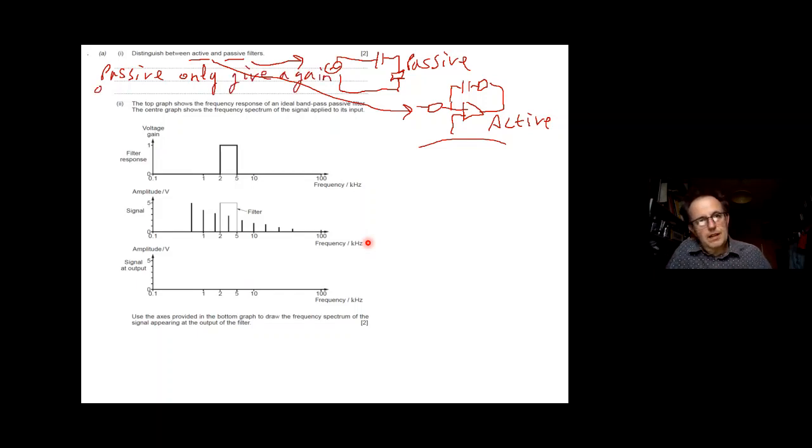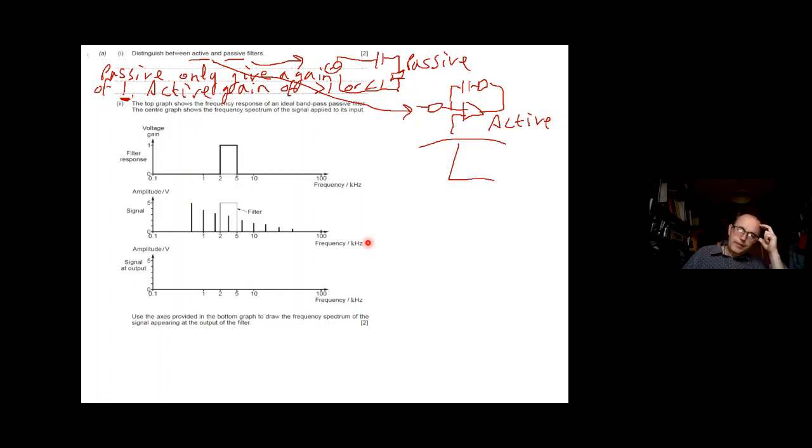The biggest thing there is a passive only gives a gain of 1. So with an active filter, they are very capable of giving you a gain of above 1 or less than 1, depending on the resistors that you are going to be using. Just as a reminder for you, there's a gain, this is for an active filter. So there's the bass boost. For the passive one, you'd have a gain of 1, flat line every single time, and then it falls off.